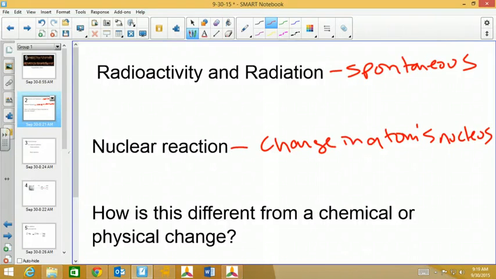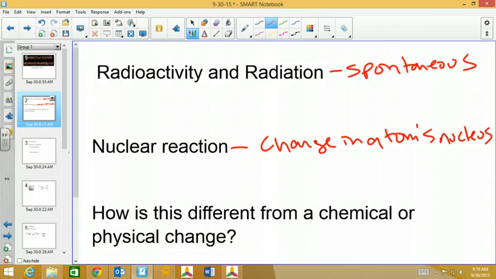Did y'all catch that? This is exactly right. In a chemical reaction, the electrons are interacting, right? They're giving or taking or sharing. What about a physical change? Nothing, right? The atom stays as it is. It would just go from a solid to a liquid or a liquid to a gas, or we're just mixing two things together to form a mixture. In a nuclear reaction, we're actually changing that nucleus.